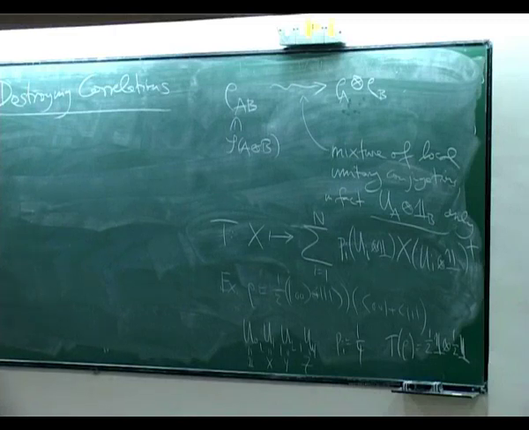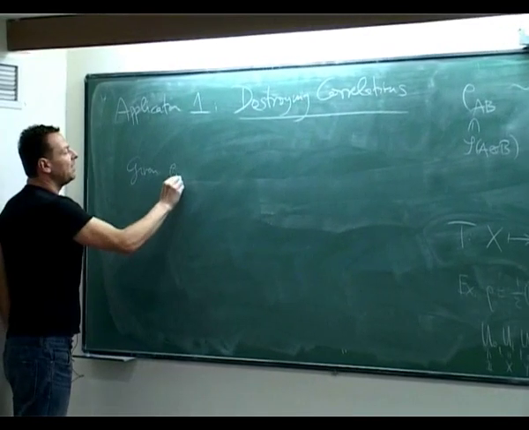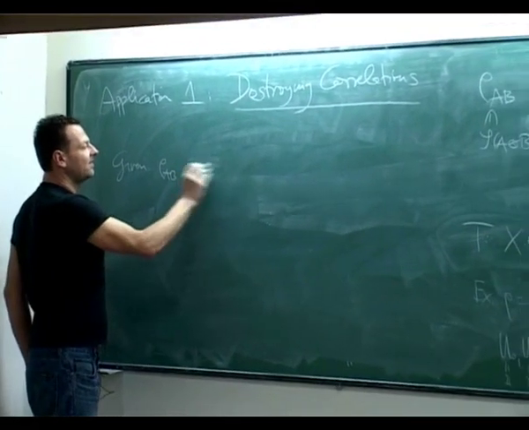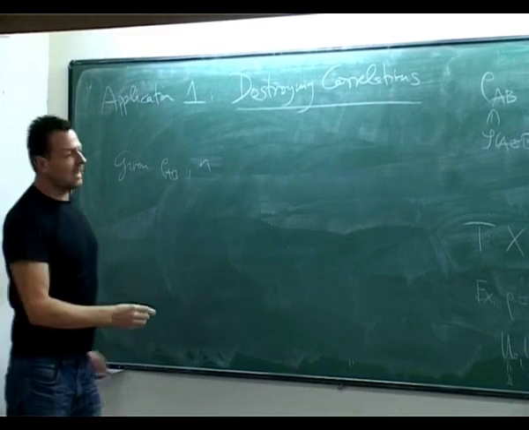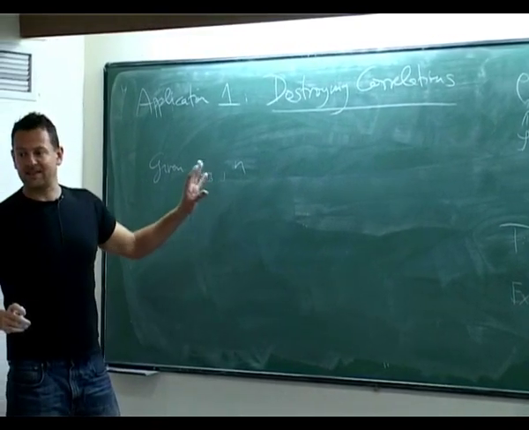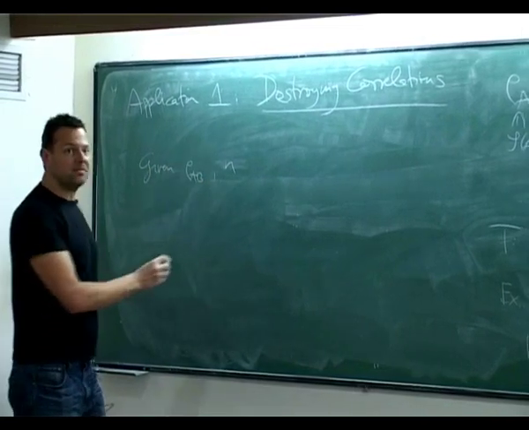So, given ρ_AB and an integer n, I want to look at ρ to the tensor power n, because all this will only make sense in the thermodynamic limit.